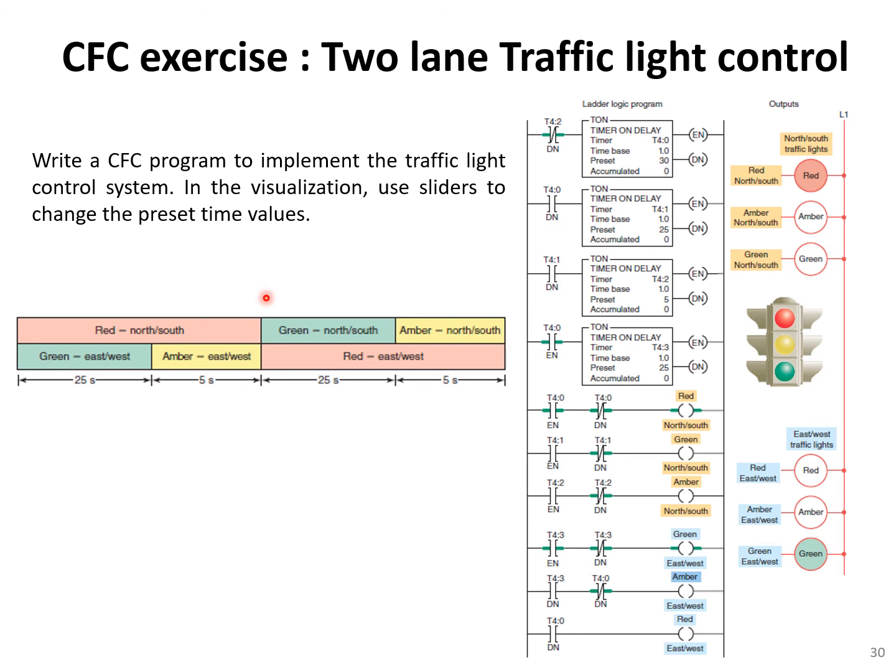Okay, so we are done with those examples, and now you almost know how you could write the program by CFC. Now it's time to program yourself. This is the first exercise, CFC exercise, two-lane traffic light control. Write the CFC program to implement the traffic light control system. In the visualization, use sliders to change the preset time values.